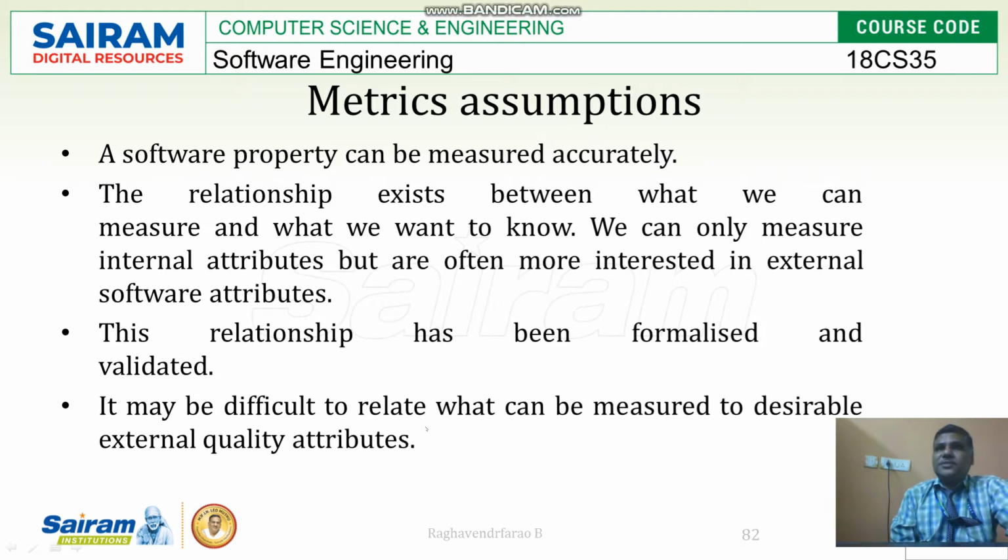Metric assumptions. Some metrics are going to be proper, some metrics are not. You have to assume that, and based on the assumptions you should accept it. Software properties can be measured accurately, meaning whether it works or not, based on the properties which are given, that can be measured accurately.